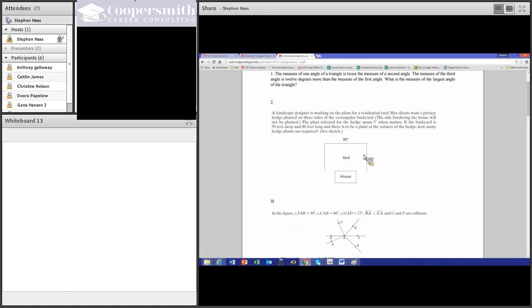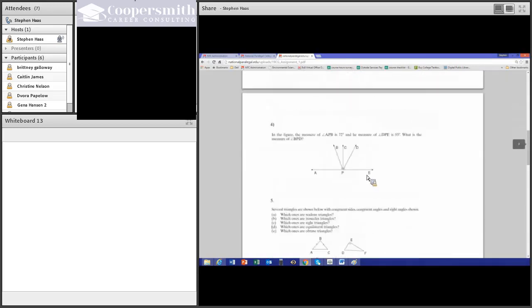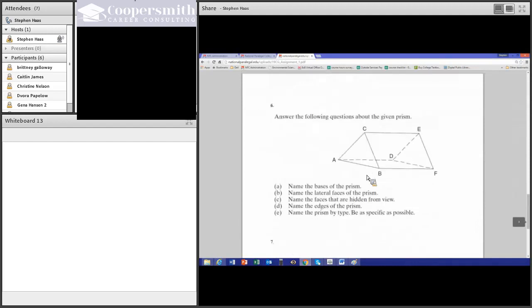Let's take a look at number 6. Answer the following questions in the given prism. Name the bases of the prism, the lateral faces, which means the faces going upwards, the faces hidden from view, the edges, and the type of prism. Well, type we actually discussed. It's on the slides, I believe.